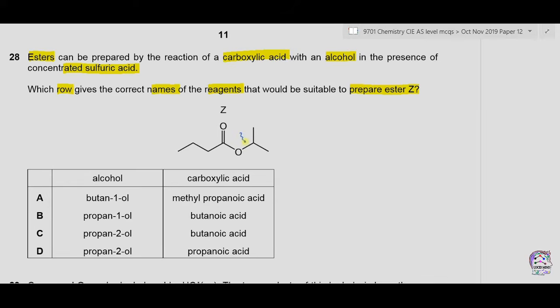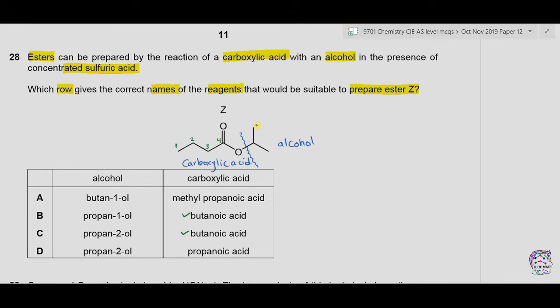So this compound will break from this place, and the first portion is carboxylic acid, while the second portion is alcohol. Let's find out the number of carbon atoms in carboxylic acid. We have 1, 2, 3, 4. 4 carbon atoms in the carboxylic acid. So a 4 carbon carboxylic acid is butanoic acid. So it could be B or C.